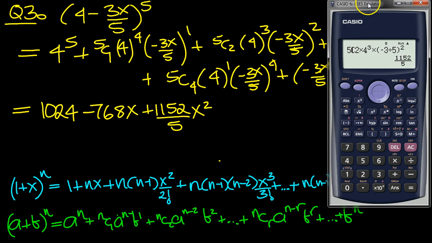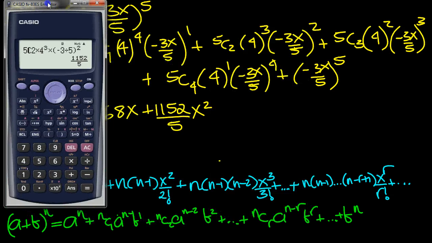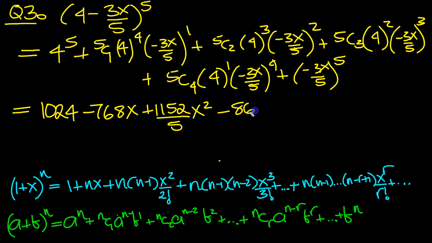Let's move our calculator to the side so we can see it clearly. So we just go back, increment the second term to a power 3, decrease the power on the 4 term to a power 2, and this is 5C3, isn't it? Minus 864 over 25. And this was x cubed.